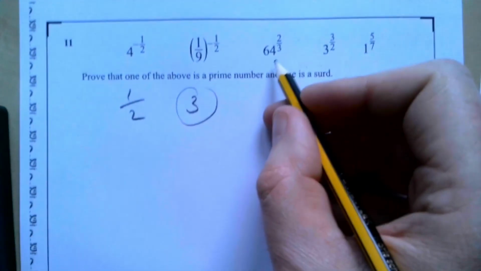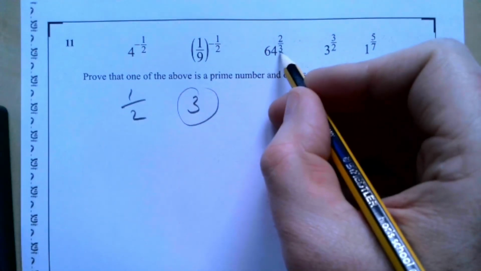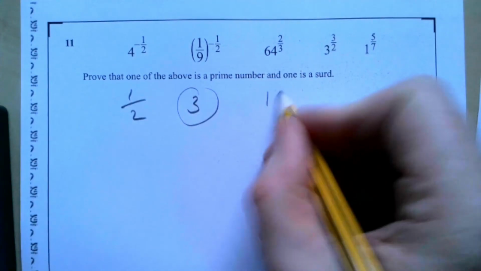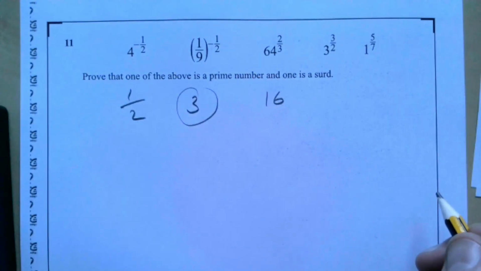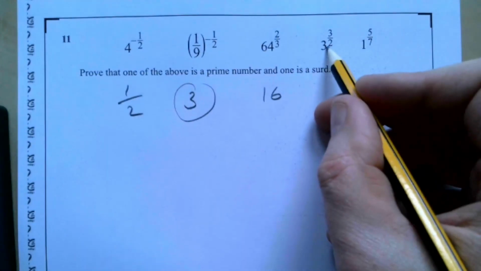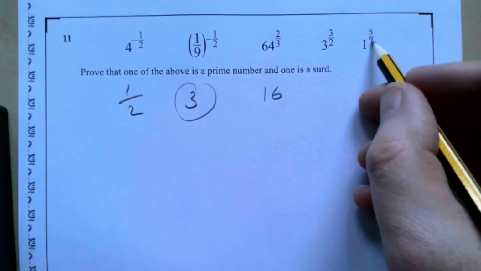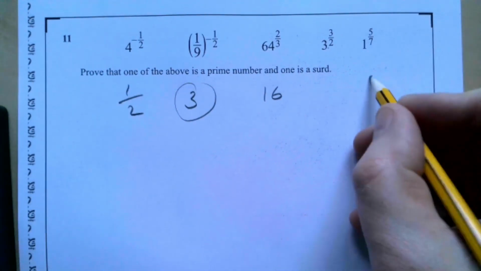64 to the power of 2/3. That means you find the cube root of 64. That's what the 3 means there. That gives me 4, and then you square it to get 16. I'm going to come back to this one. 1 to the power of 5/7. We're lucky here. The 7th root of 1 is just 1, to the 5 then is 1.